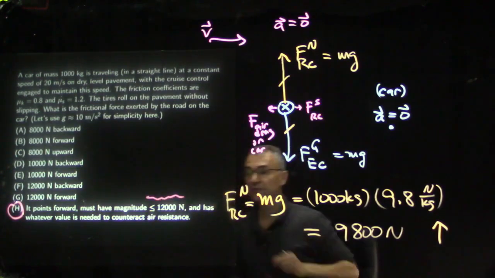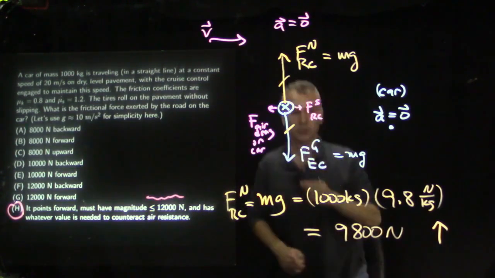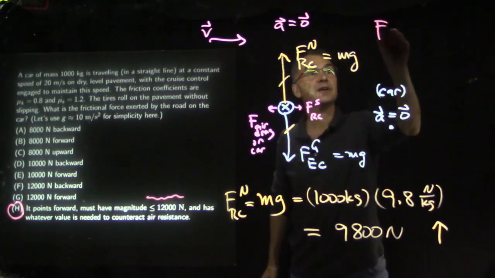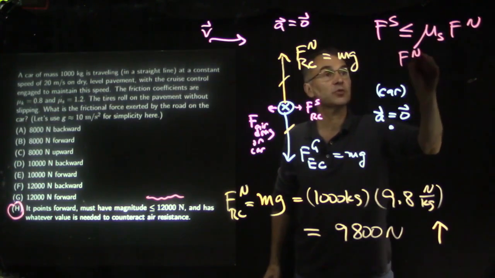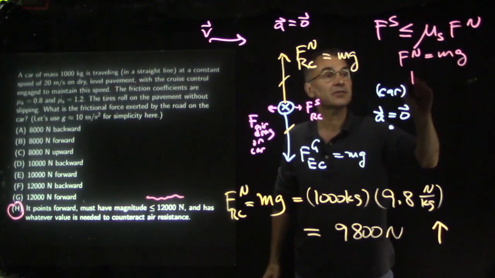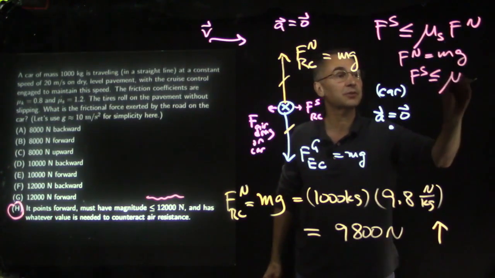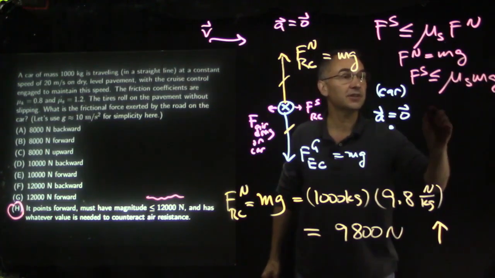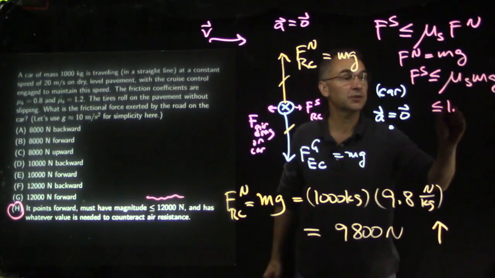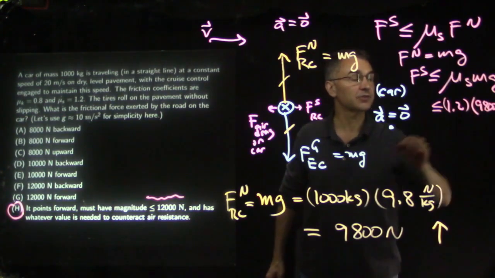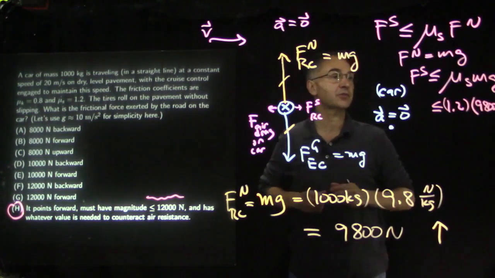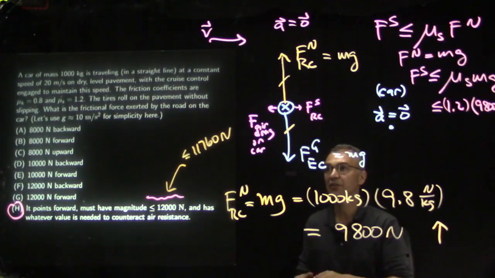Now what's this less than 12,000 newtons piece? Well, we know that F static has to be less than or equal to mu static times F normal. And we know F normal in this case equals mg, so that tells us that F static is less than or equal to mu static mg, which means it must be less than or equal to 1.2 times 9,800 newtons, which is about 12,000 newtons. Being a little more careful, I could have said less than or equal to 11,760 newtons if I used g as 9.8 instead of g as 10.